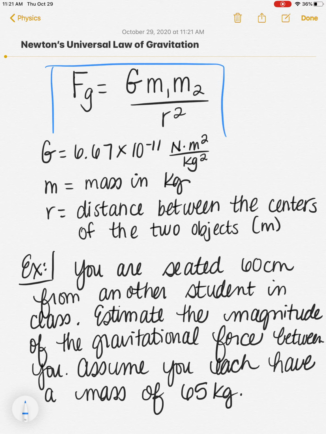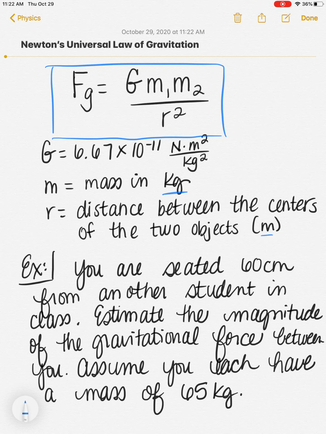So this translates into the equation F sub g, the force of gravitational attraction, is equal to capital G m1 m2 over r squared. Capital G is the universal gravitational constant. It is equal to 6.67 times 10 to the negative 11th Newton meters squared per kilogram squared. The m's stand for the masses. M1 is the mass of the first object, M2 is the mass of the second. The main thing here is that it must be expressed in kilograms for this equation to work out. R is the distance between the centers of the two objects and must be expressed in meters.